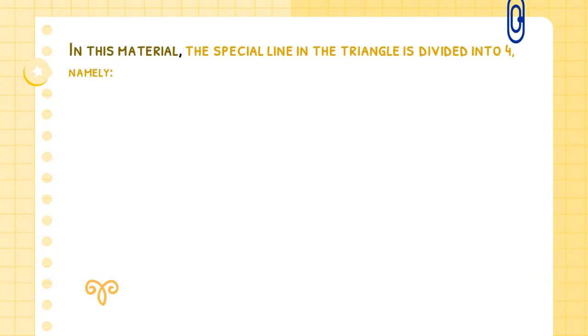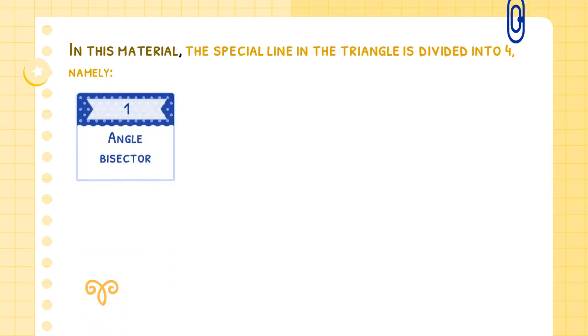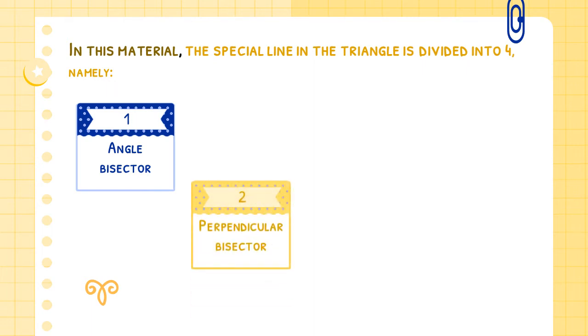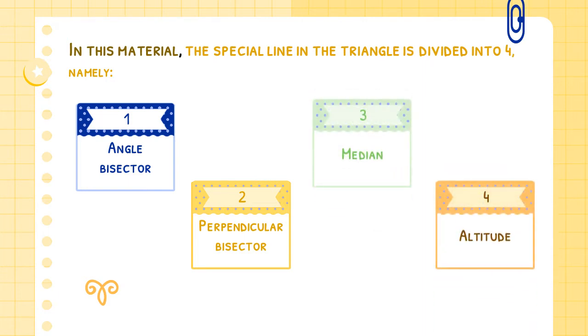In this material, the spatial line in the triangle is divided into four, namely, first, angle bisector, second, perpendicular bisector, third, median, and fourth, altitude. And in this case, the related material is angle bisector.